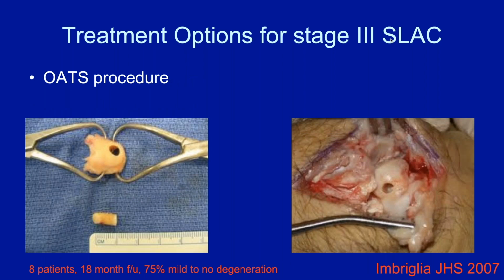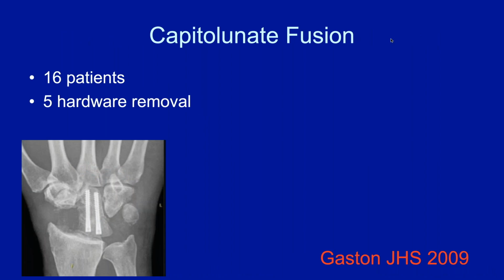Joe Imbriglia has described the use of an Oates procedure, which is an osteoarticular graft, which can be placed in the lunate. If you're doing a proximal carpectomy, you can take it from the lunate into the capitate, and it's an alternative which is reasonable. Next slide. And then there's the capitolunate fusion. The only issue with that is that 5 of the 16 patients in this study had the hardware had to be removed. Next slide.